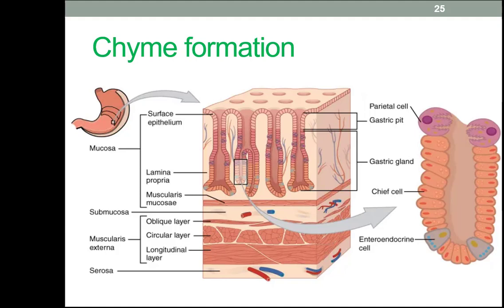So, chyme. The mucosa is full of gastric glands and pits, and there's a prominent layer of smooth muscle, the muscularis mucosae. The contraction of this muscle helps expel the contents of the gastric glands.